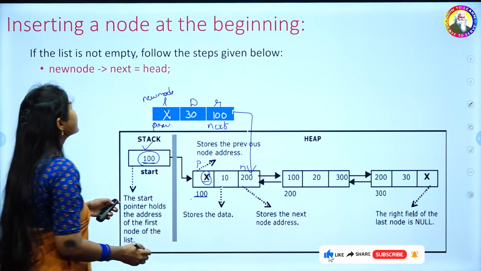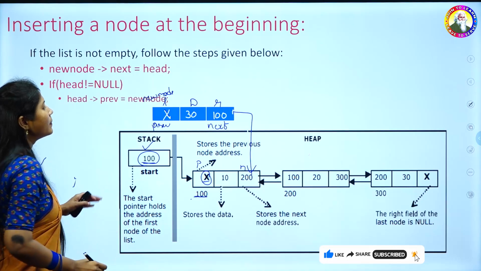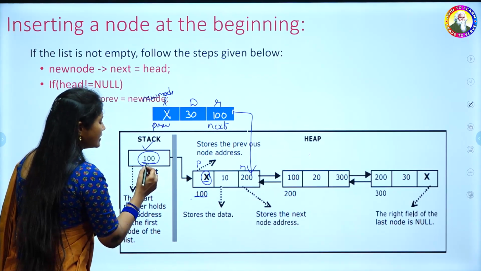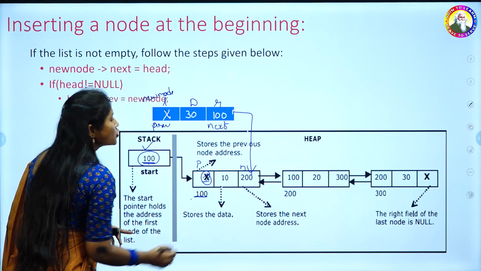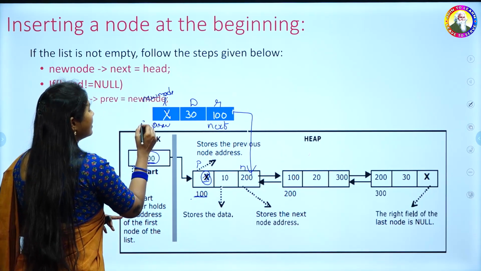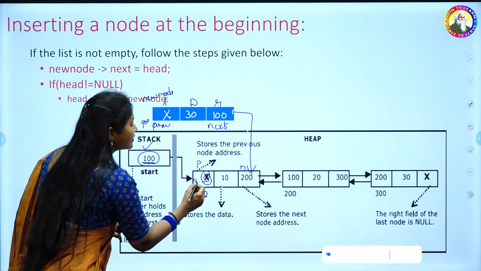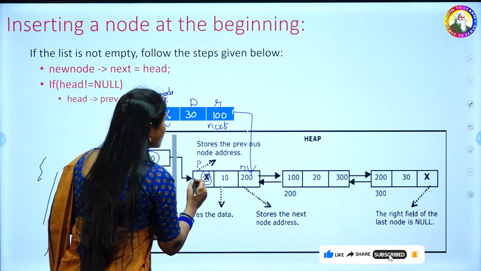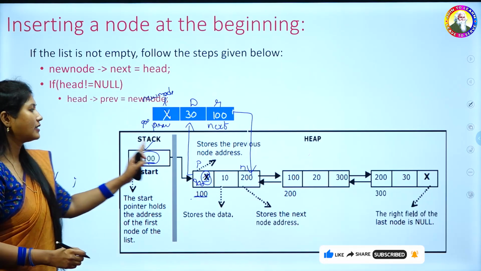How can I write that statement? By writing head previous equal to new node. Initially, what is the head value here? 100. Move here. 100 previous should have the new node address, like 900, 400, whatever the address is, it must be written here. That is 900, which means that now this is going to point to this particular node. The task is completed.